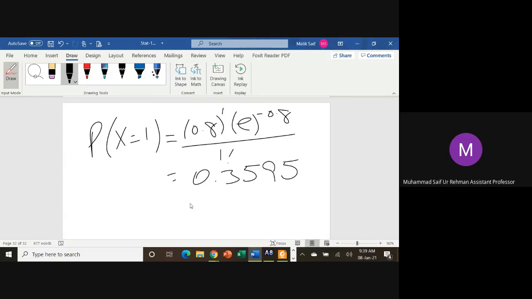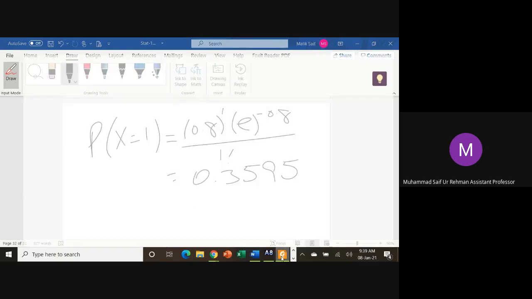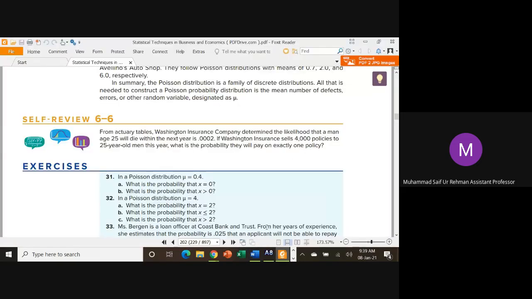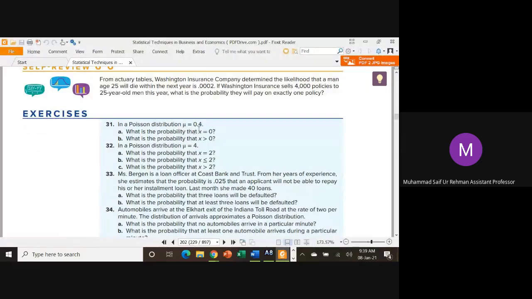Fine. Then come to the other questions. In a Poisson distribution, mu is equal to 0.4. So mu is given. What is the probability that x is equal to 0? You will simply write x is equal to 0, and mu power 0, e power minus 0.4, divided by 0 factorial. What is the probability that x is greater than 0?